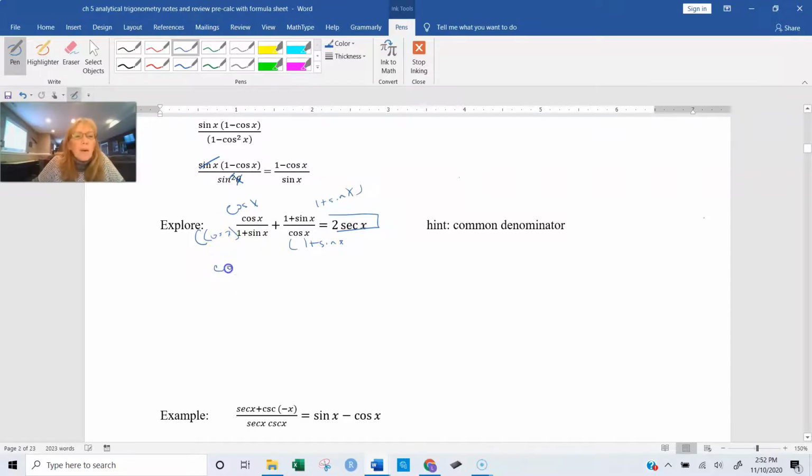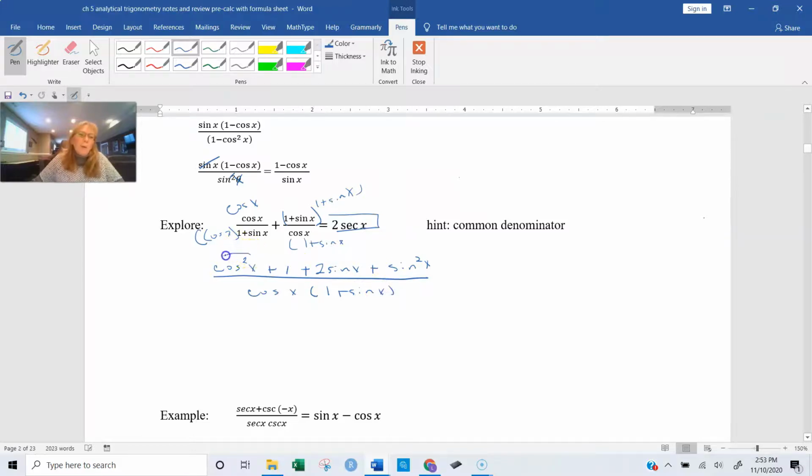I can write this out. Cosine squared of x plus... Now, if I multiply these two, you're just squaring this, right? So you square the 1. You're going to get 2 of the middle term, 2 sine of x, plus the last term squared, sine squared of x. Ooh, that's pretty interesting, huh? All over the cosine of x times 1 plus the sine of x.